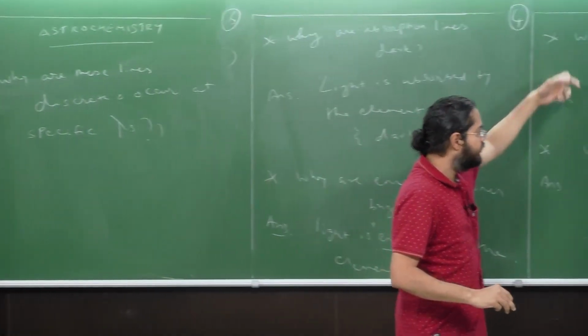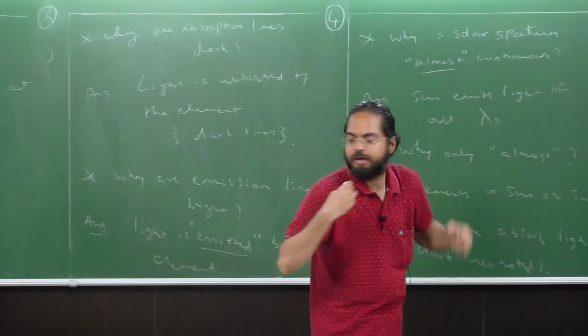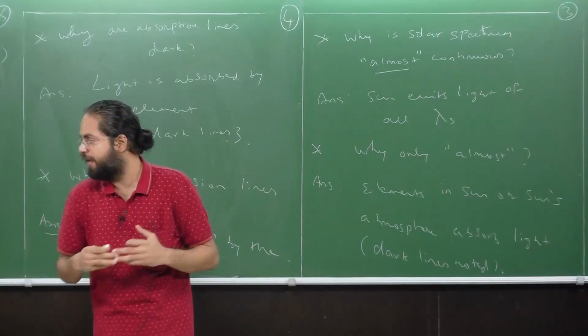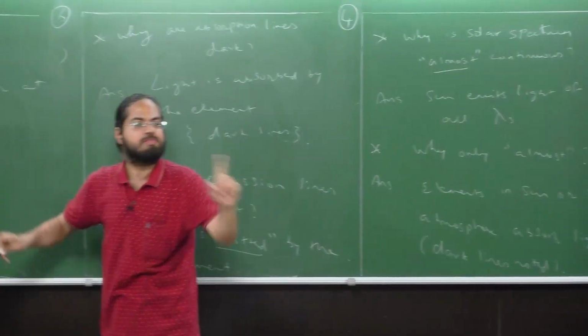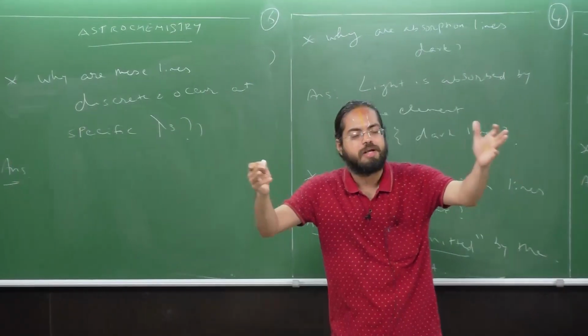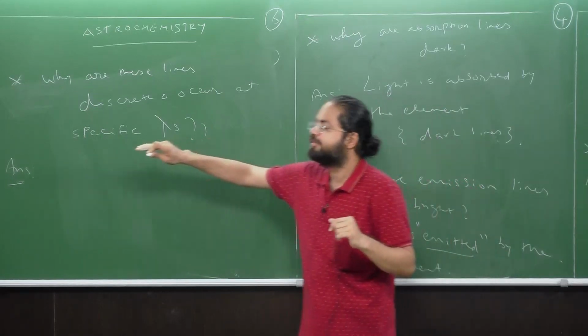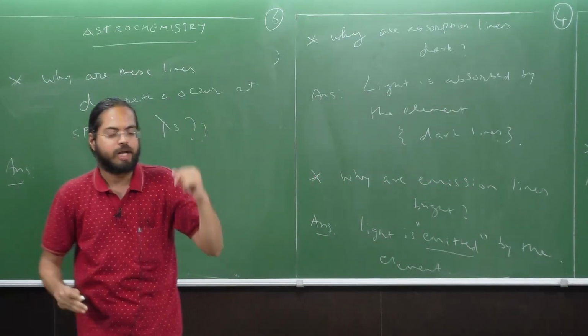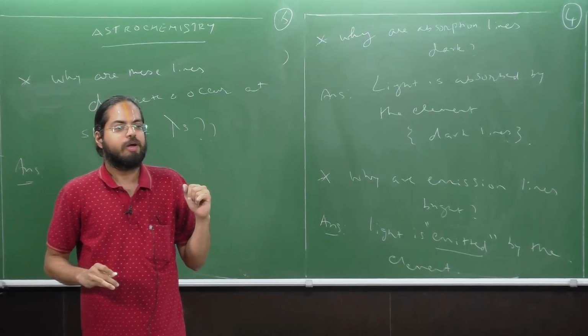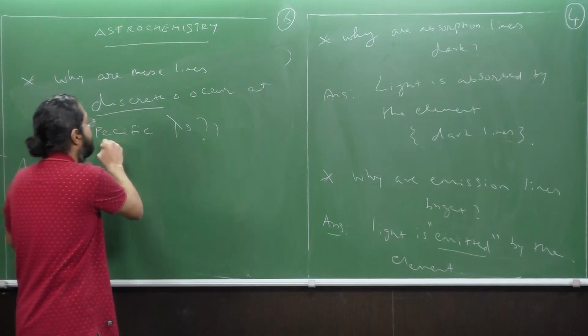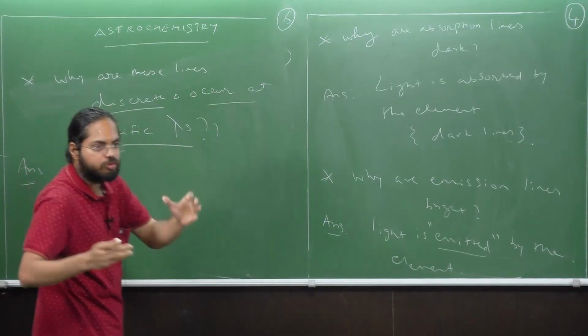The last 4 questions: why is it continuous, and then why only almost, and then why dark, why light? From the ongoing discussion itself, we could understand. But this question is a very profound question. Although you must have studied about it in your high school and some college chemistry and physics, can you guess why it is profound? The question is, why is it discrete, and why do they occur at specific wavelengths?